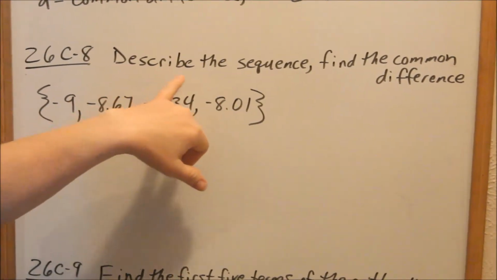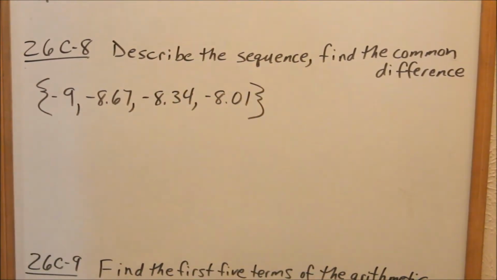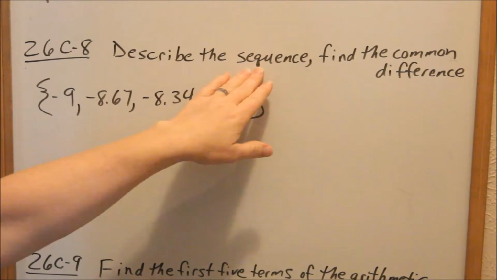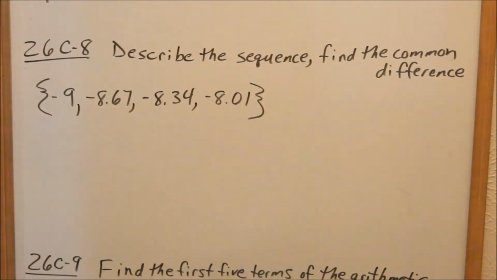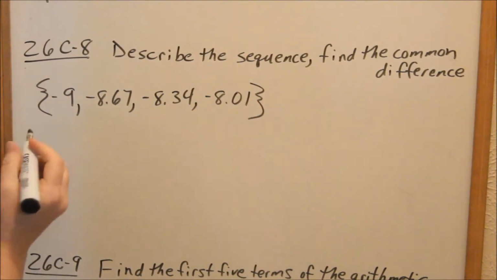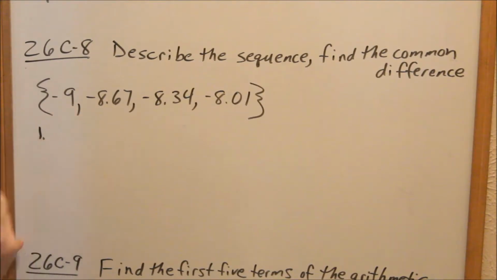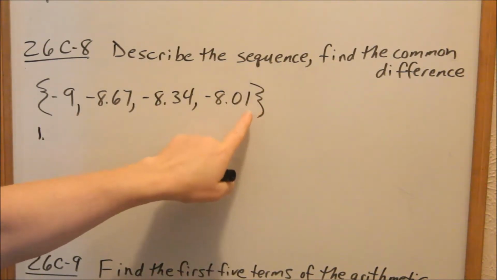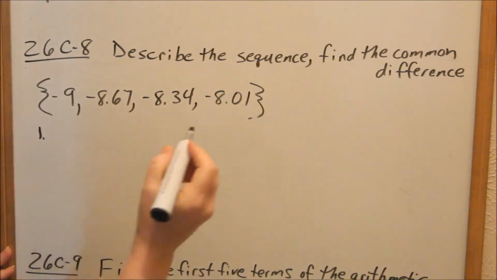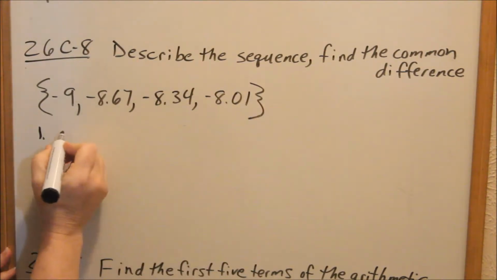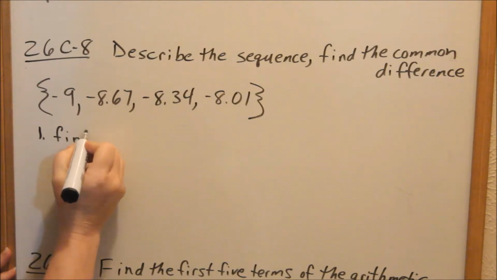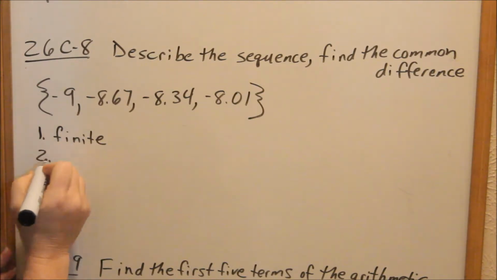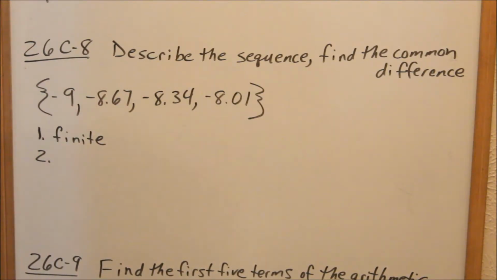The instructions say, describe the sequence, find the common difference. To describe the sequence, there's 4 things I'm going to write about this sequence. Number 1, I'm going to write, is it finite or infinite? Well, since this doesn't have a ... at the end, it's finite. It actually has an ending to it, so it's a finite sequence. So that's the first thing you'll say. Is it finite or infinite?